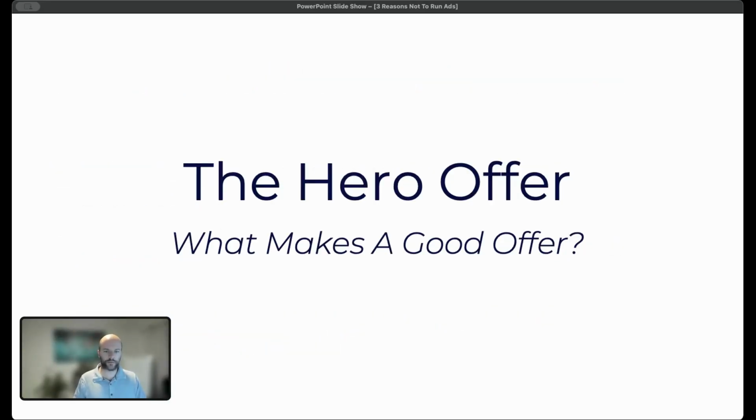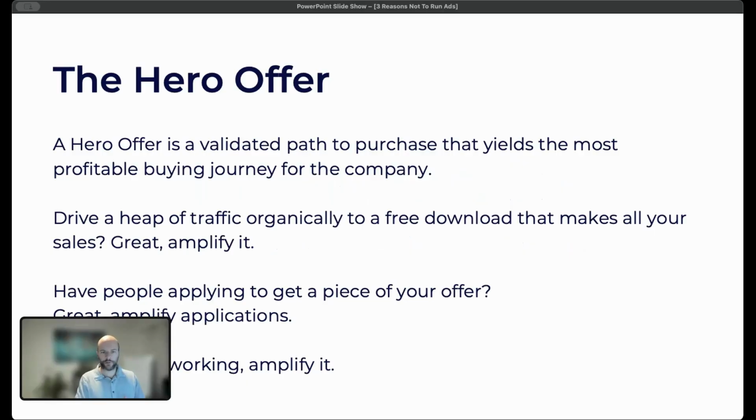What makes a good offer? Now, a hero offer is just a validated path to purchase, whether that's running through downloads of ebooks or low ticket products or webinars or challenges. Whatever that path to purchase is, a hero offer is a validated path to purchase. If you don't have a validated path to purchase yet, it's one of the first things you're wanting to establish: your hero offer. What is my proven path to purchase? What is the best buying journey and most profitable buying journey for my company?